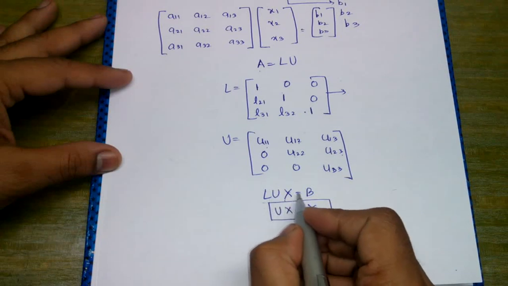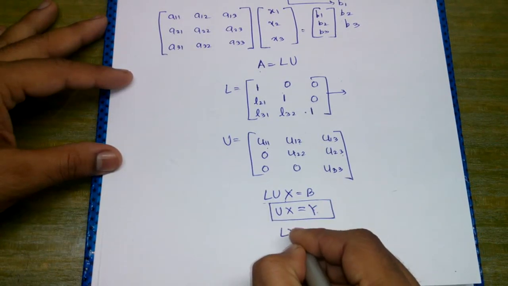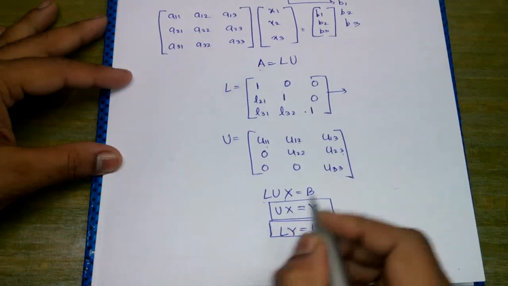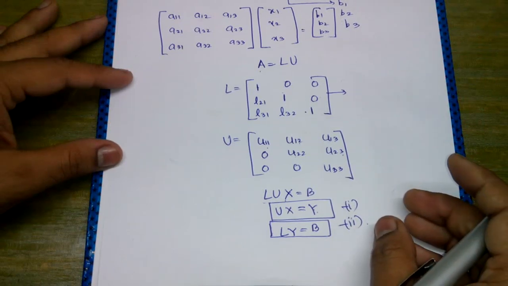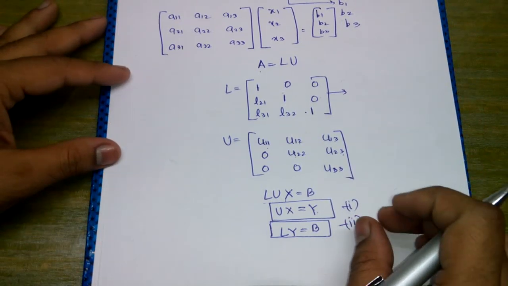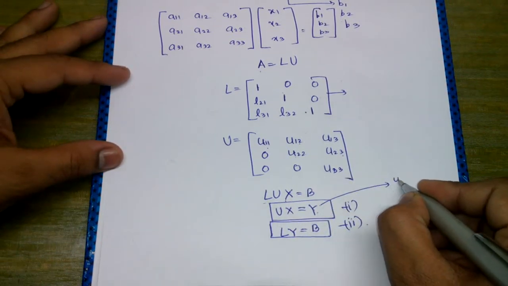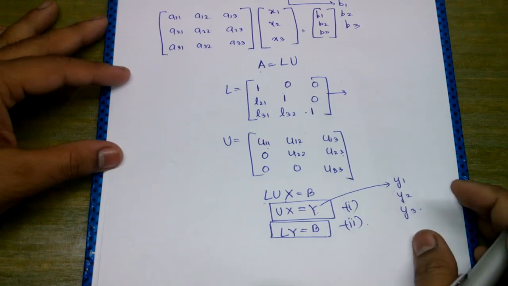Okay, so our first aim is that we will take UX equals Y. Okay, we will first solve for UX equals Y, and then LY equals B. First step will be this, and the second step will be this. Okay, so let us suppose that for this case, Y is actually equal to y1, y2, and y3.